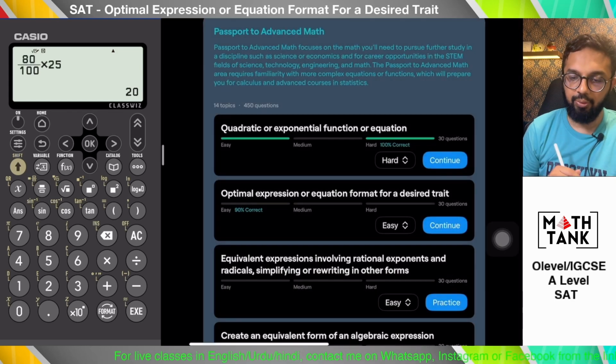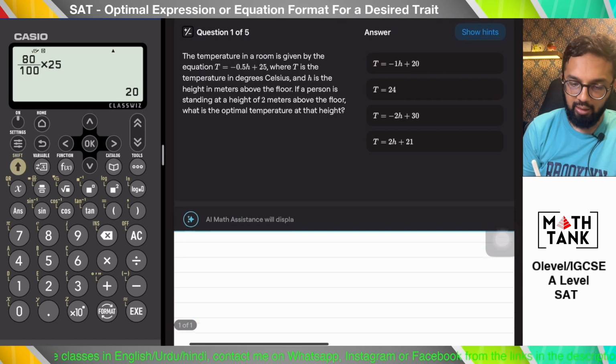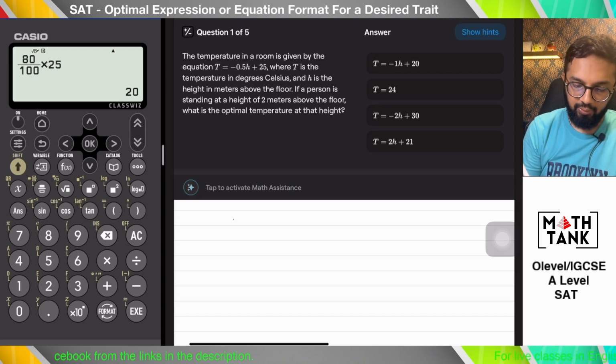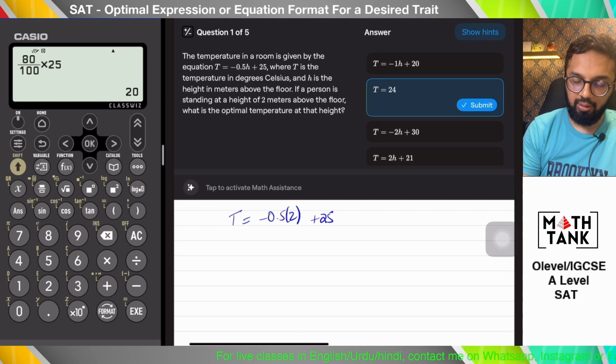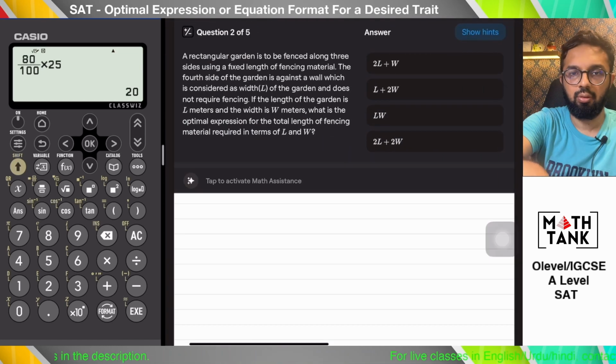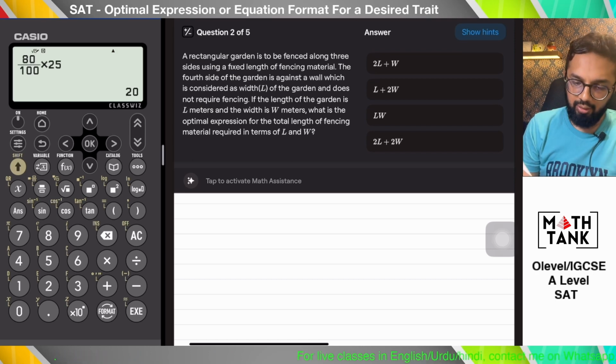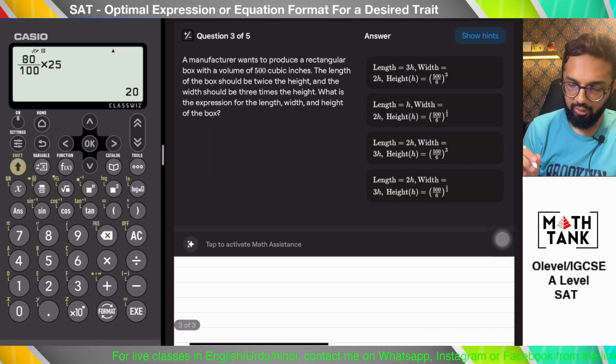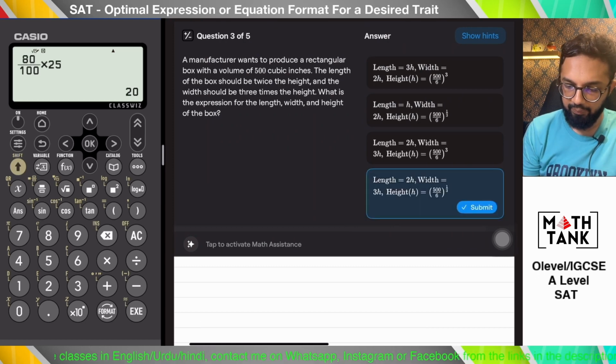I think I'm going to run through the questions one more time because I messed up one of the questions. The temperature in a room is given by the equation this, where T is the temperature in Celsius if a person is standing at a height of 2 meters. What is the optimal temperature? I think that's 24. A rectangular garden, this time it says width L, so it's going to be L plus 2W. That's an old question. I think we've done this one before as well.